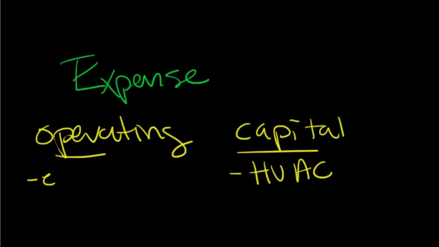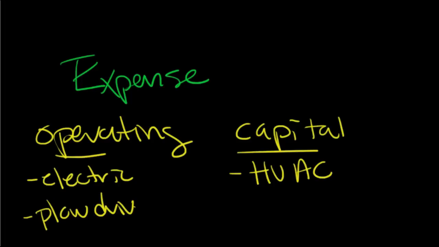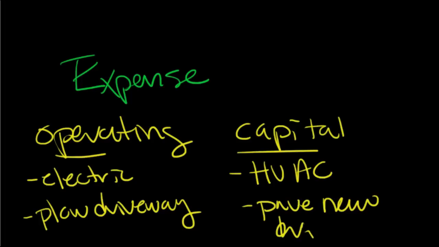The electric bill to run the heating and ventilation system is an operating expense. Just like plowing the driveway is operating, but paving a new one is a capital expense. Pave new driveway. All right, just so that you have a pretty good idea.